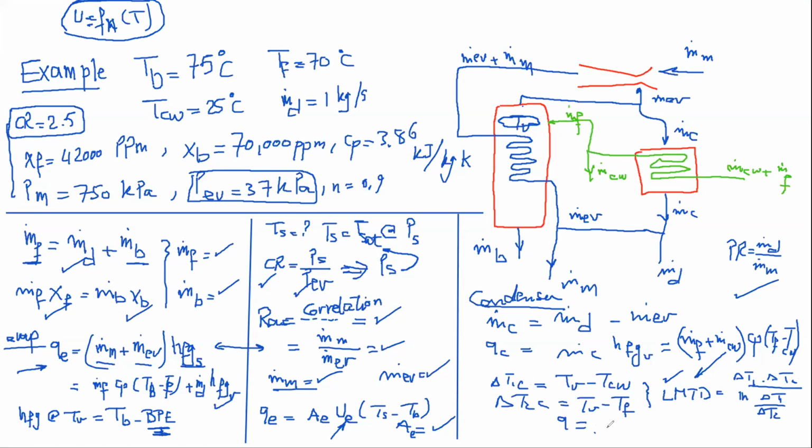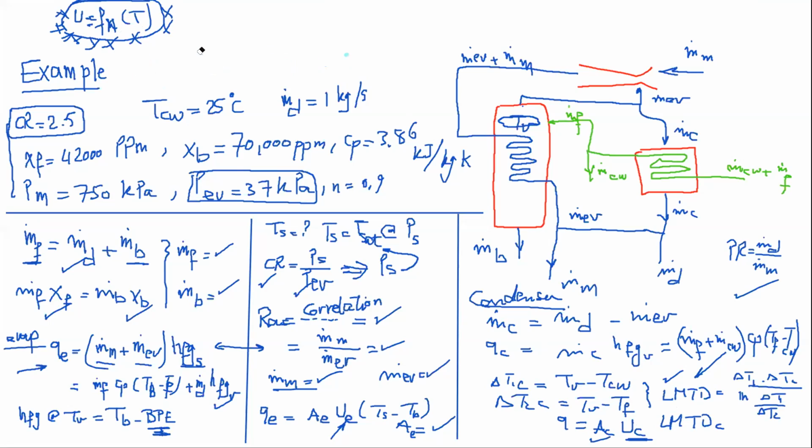Q is equal to the area of the condenser, times the overall heat transfer coefficient in the condenser, times the log mean temperature difference in the condenser. UC is either given to you or again, a function of temperature can be utilized to calculate the value of the overall heat transfer coefficient in the condenser. From here, we can calculate the area. Once we have done that, we have obtained all the elements needed for the analysis for this example.